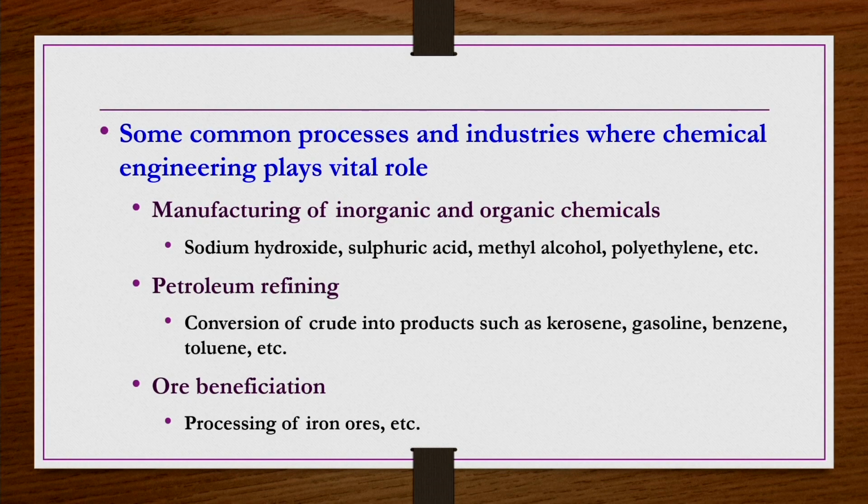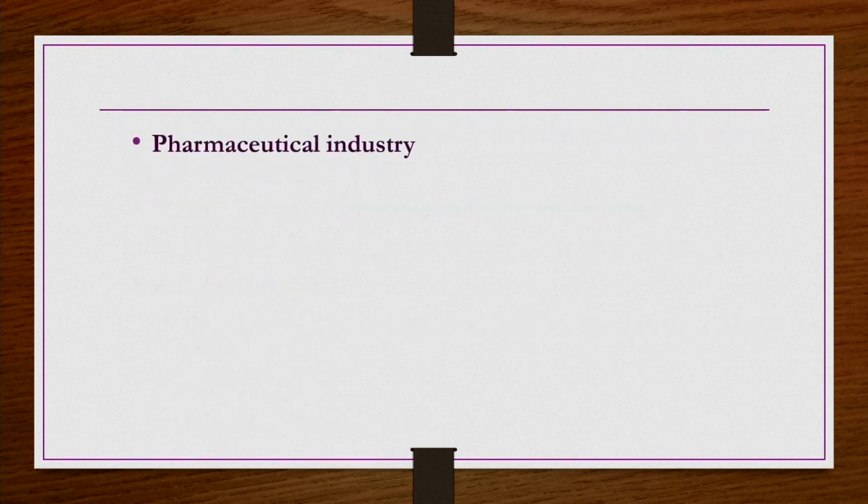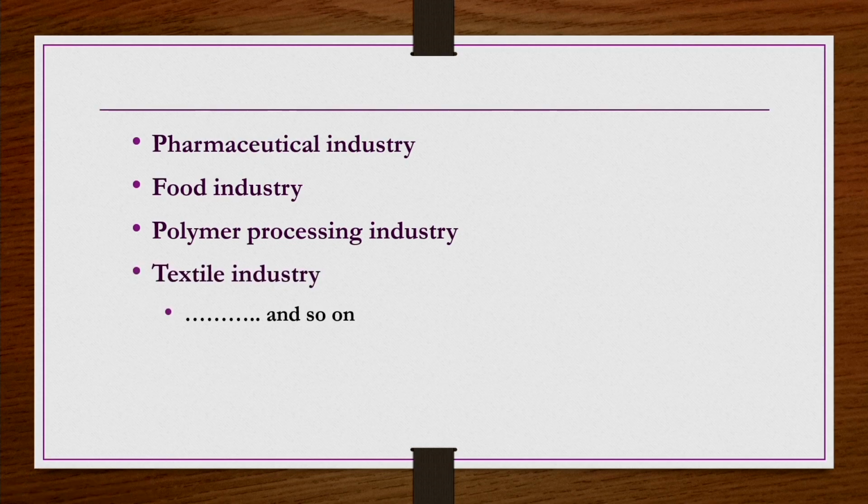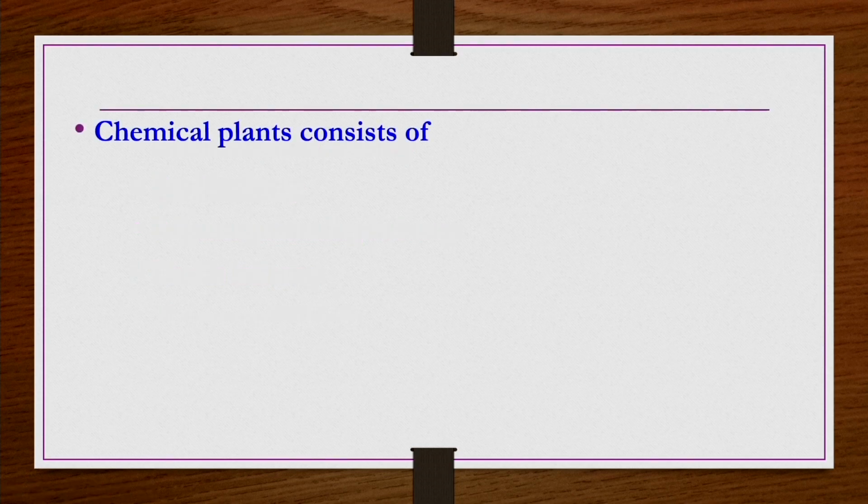Like that, if you keep on listing, we may find that the applications of chemical engineering principles are very important in so many other kinds of industries also, such as the pharmaceutical industry, the food industry, the polymer processing industry, the textile industry, and so on. So, now what about chemical plants in general?